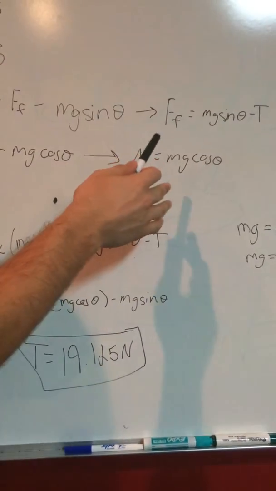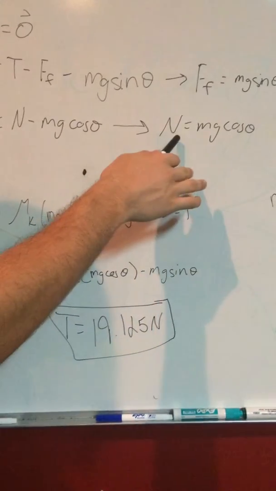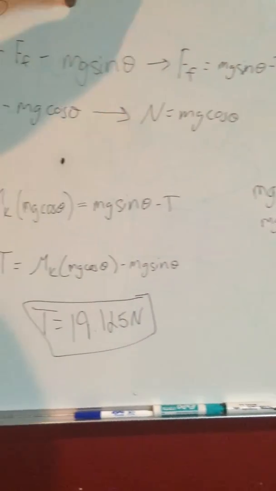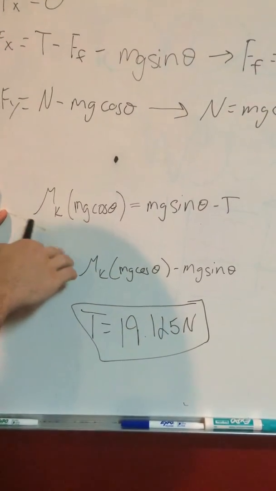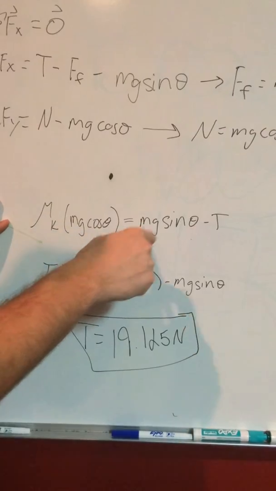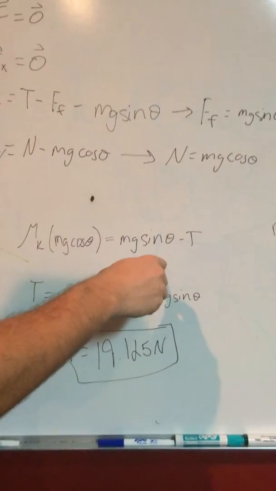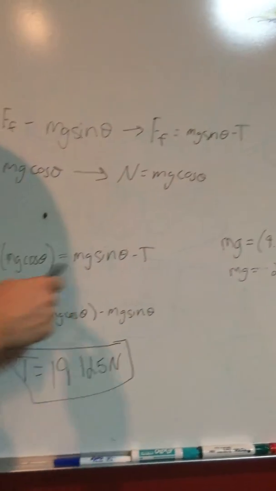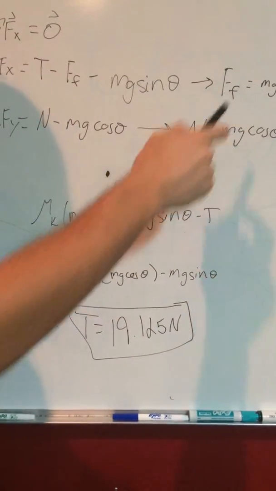We're going to plug in mg cosine theta for N because we know the force of friction equals the coefficient of friction times the normal force. So we'll use that. The coefficient of friction times the normal force, which is mg cosine theta, equals mg sine of theta minus T. Whoa, right here, sorry. The force of friction equals mg sine of theta minus T, right here.